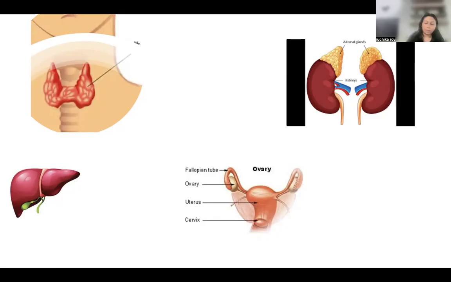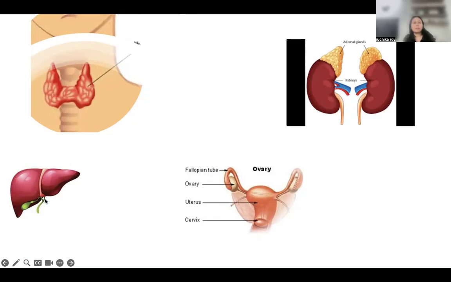Now in this topic, we have to find out the root cause, or what are the three main organs you need to look into for thyroid issues. So we have to look at three different organs. One is the liver, this is the ovary, and this is the kidney.